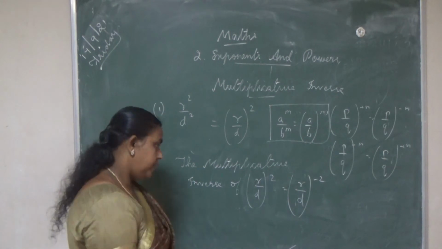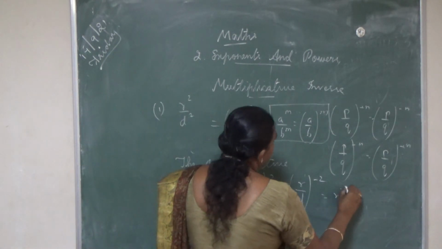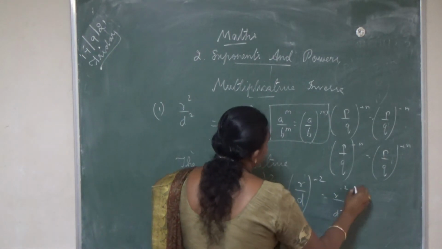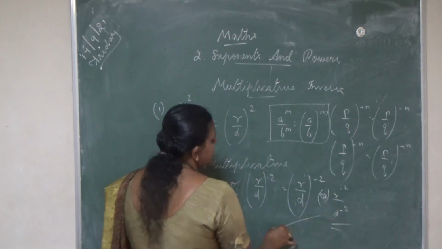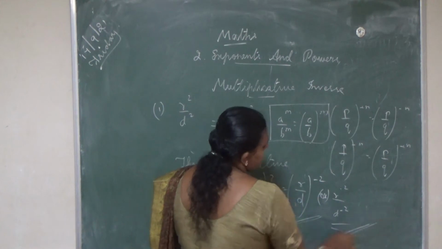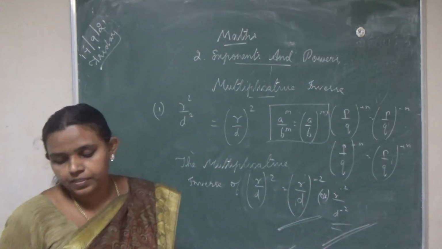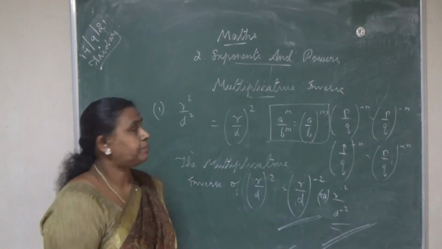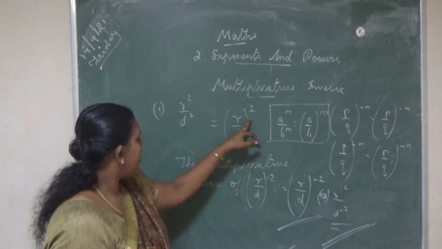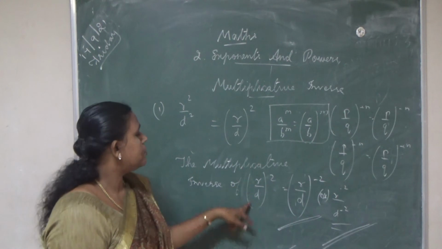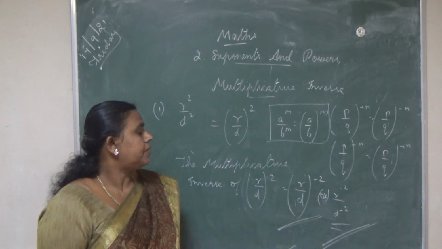Or you can write r power minus 2 by d power minus 2. Whatever, this or this is also a correct answer. Understand? R square by d square, how did I get this? R by d the whole square. The multiplicative inverse of r by d the whole square is r by d the whole power minus 2.